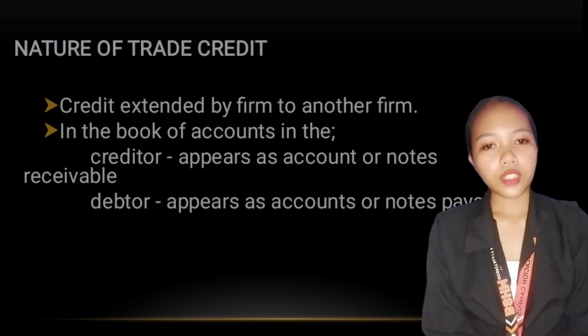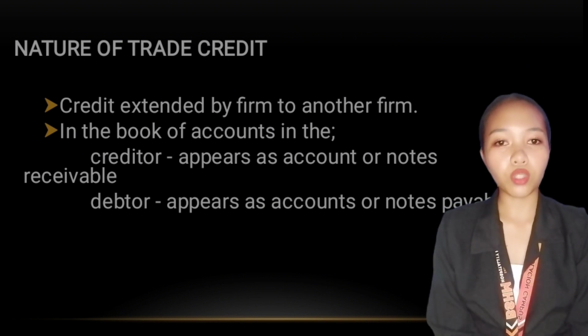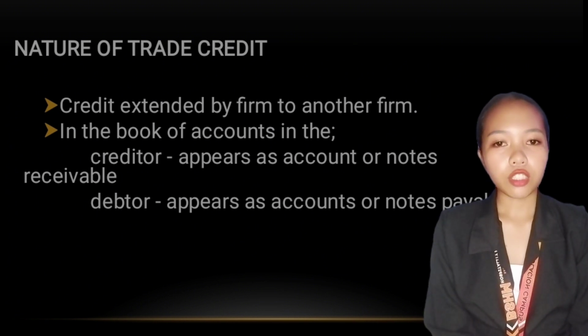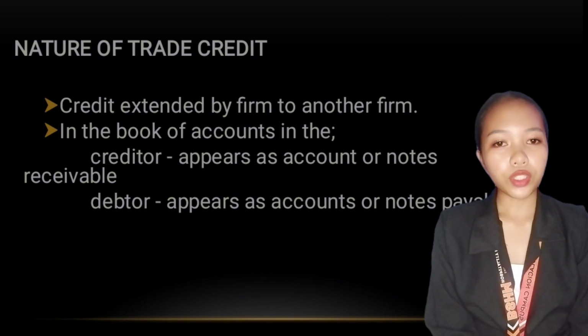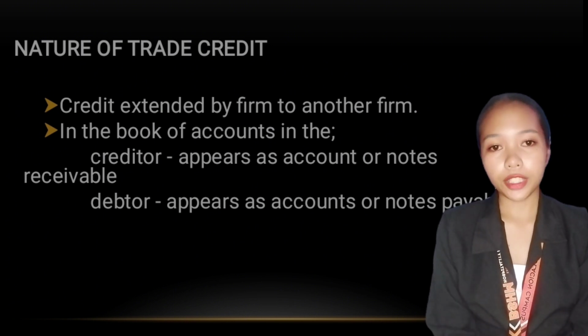So, trade credit appears in the book of accounts of the creditors as account or notes receivable. So, debtor and creditors. The difference of this is the debtor is the party that owes the money, while the creditor is the party that loaned the money.